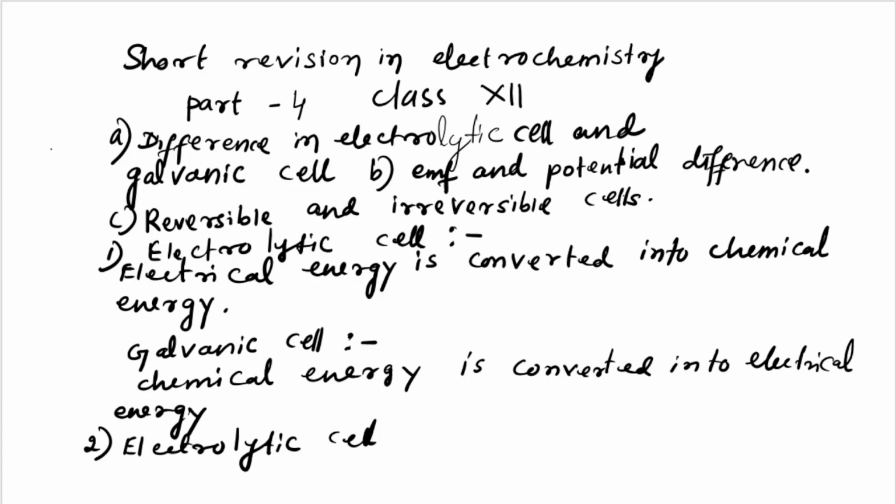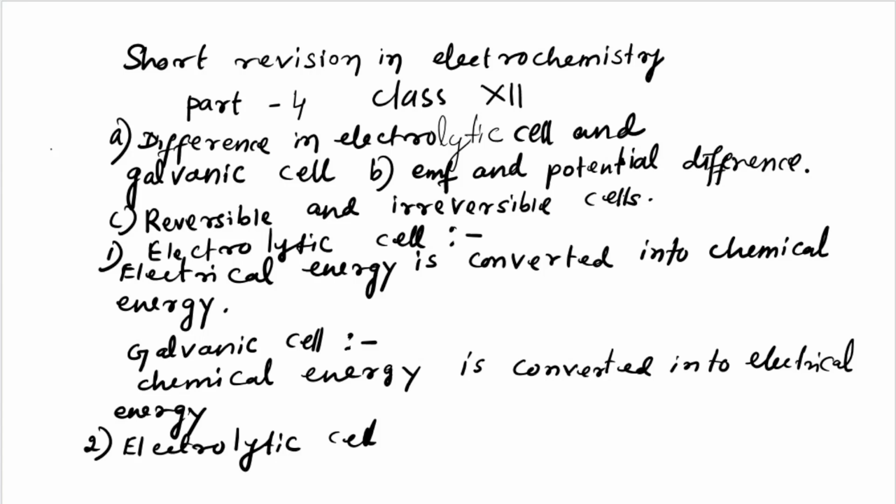Now this is the short revision in electrochemistry, part 4, for class 12th. Now I am going to explain some differences between electrolytic cell and galvanic cell. Similarly, EMF and potential difference. And last one, reversible and irreversible cells. First you will see electrolytic cell and galvanic cell.